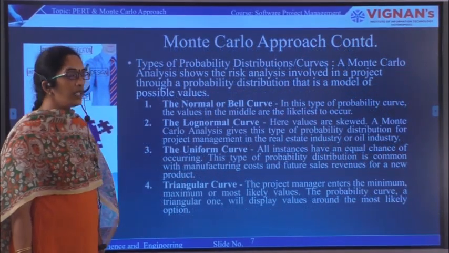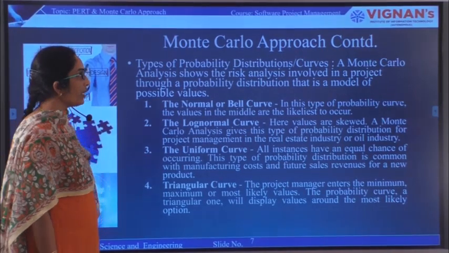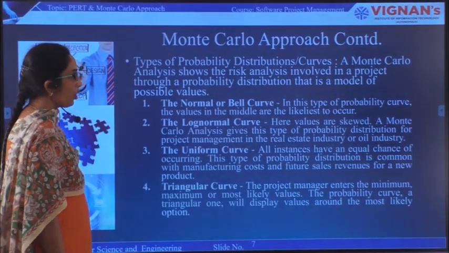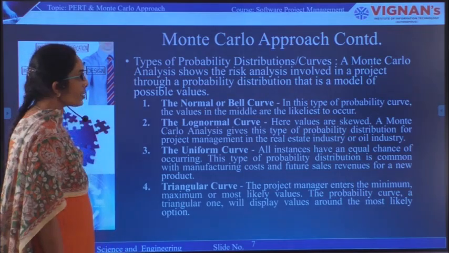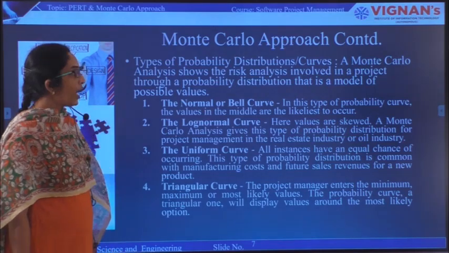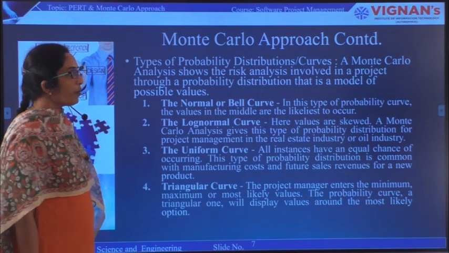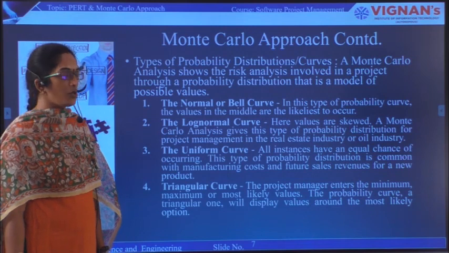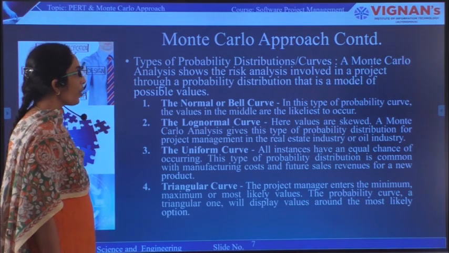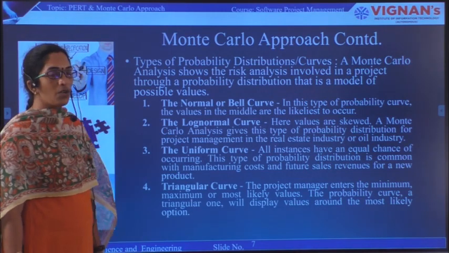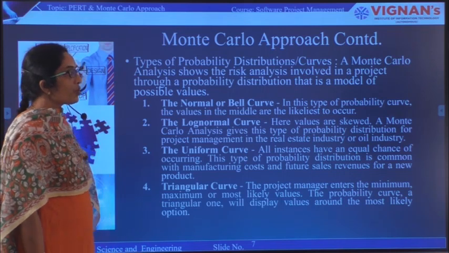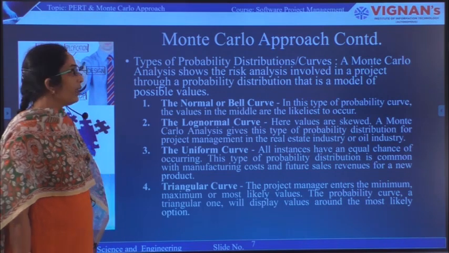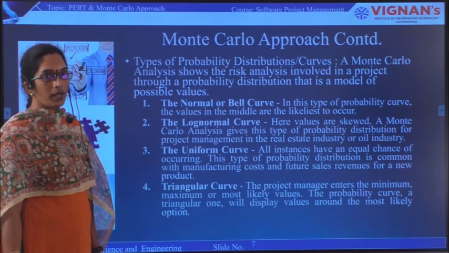There are different types of probability distributions, or curves, through which Monte Carlo analysis shows the risks involved in a project. A probability distribution is a model of possible values of completing that project. The first one is the normal or bell curve. In this type of curve, the values in the middle are the likeliest to occur.